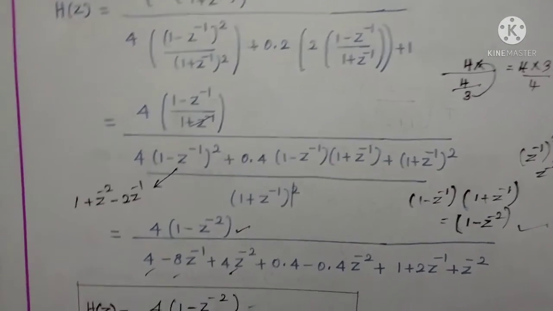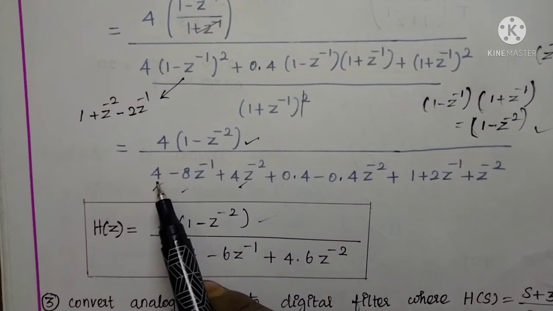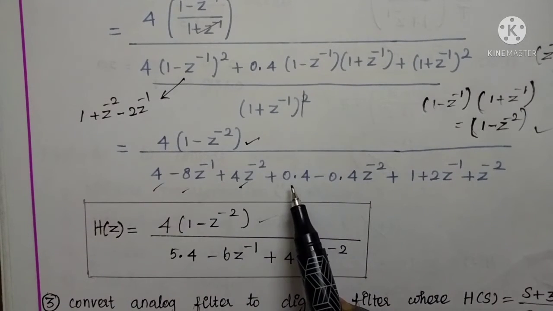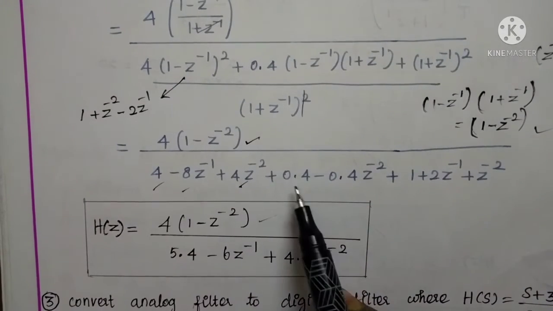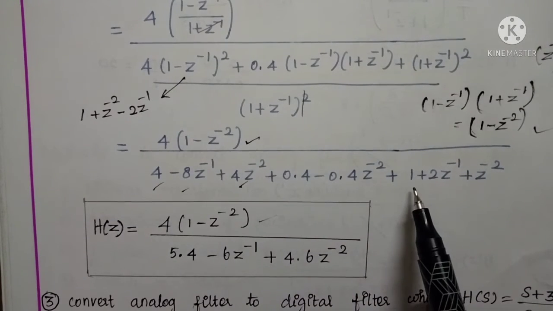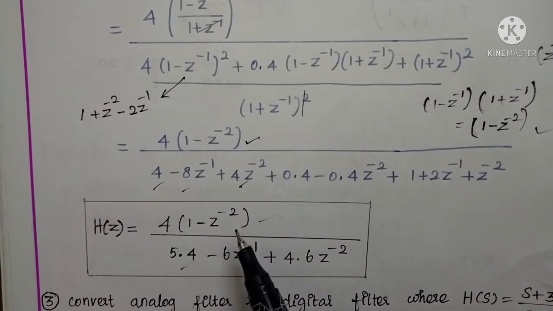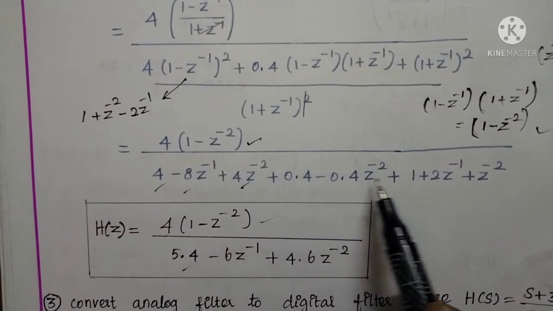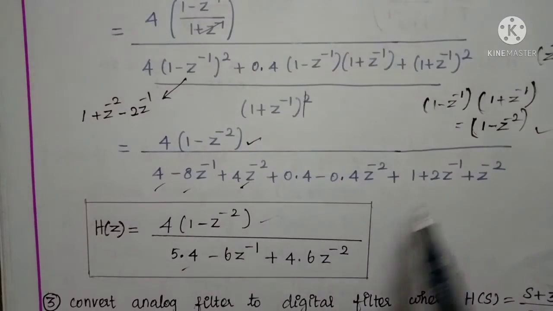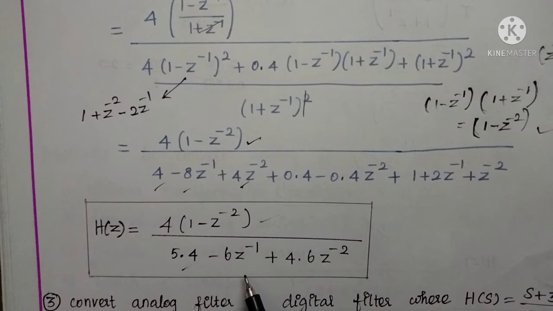Write as it is. But in the denominator we have some constants: 4, 0.4, 1. So combine those terms. 4 plus 0.4 we will get 4.4. 4.4 plus 1, 5.4. Okay. Next z inverse terms. We have minus 8 and plus 2. So minus 8 plus 2 we will get minus 6. Minus 6 z power minus 1.